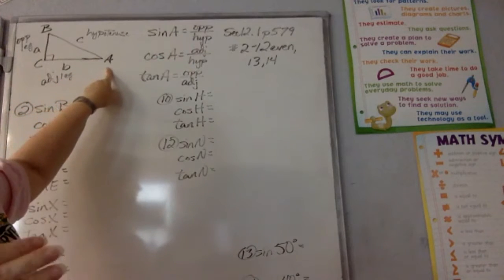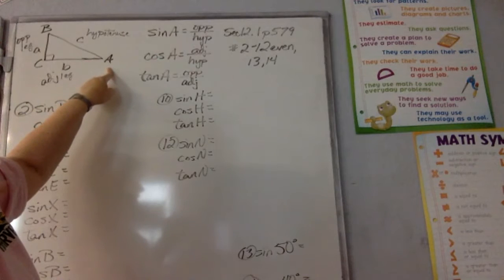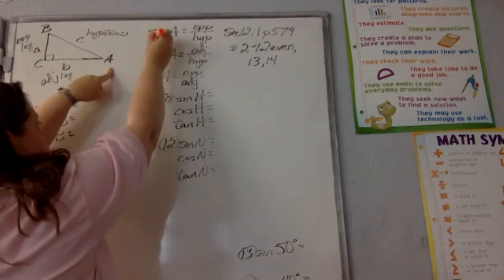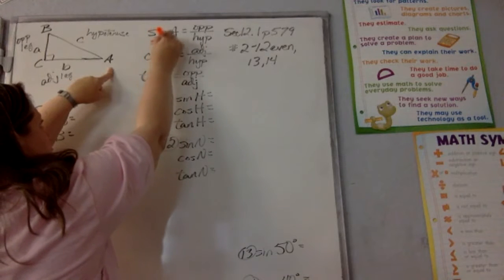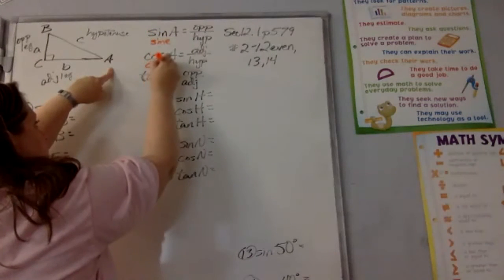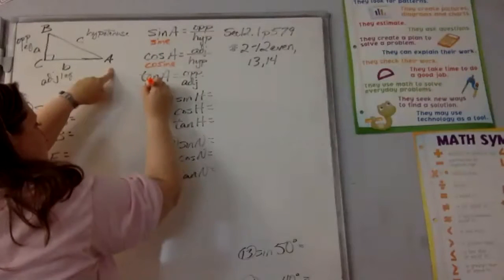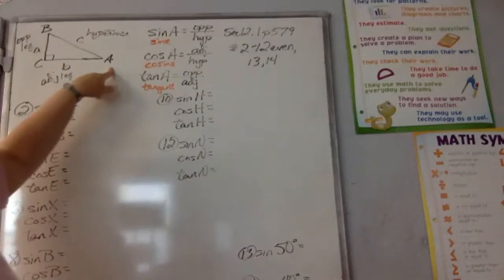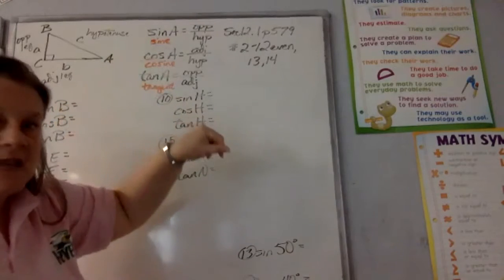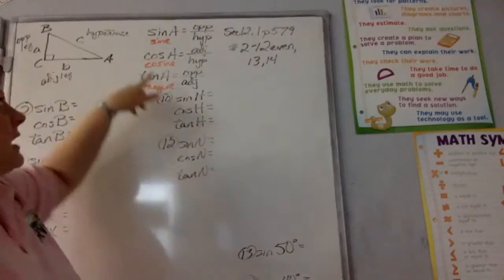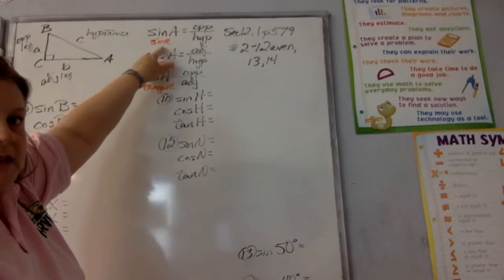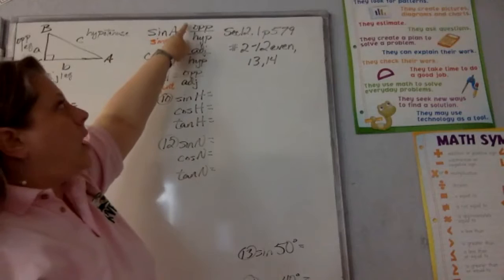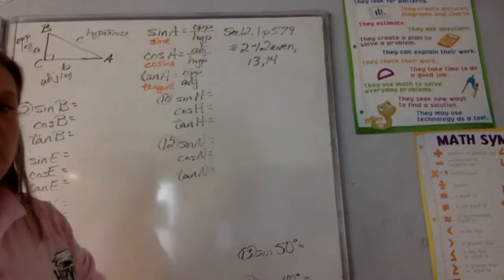So we have three main trig ratios. Now there's 6 total, but these are the 3 main ones, okay? Your sine, your cosine, and your tangent. The sine looks like "sin," but it's not sin, it's sine, because the word it stands for actually has an E on the end. So sine of A is the side opposite over the hypotenuse.